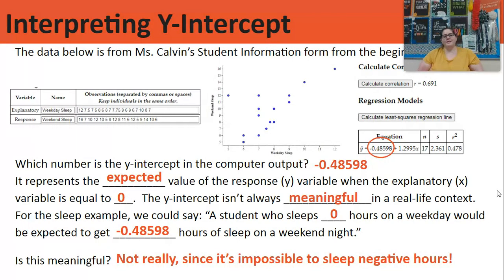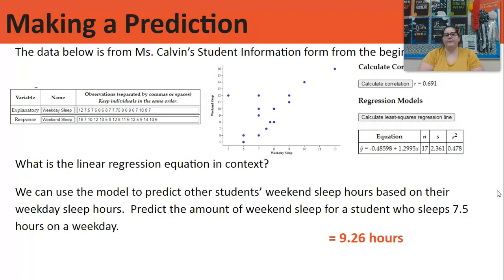So the y-intercept is sometimes a little weird. It may not always represent a real life situation. It's just there to make the equation work for the majority of the points in our data. So that is something to keep in mind. Now let's look at what happens if we wanted to make a prediction.